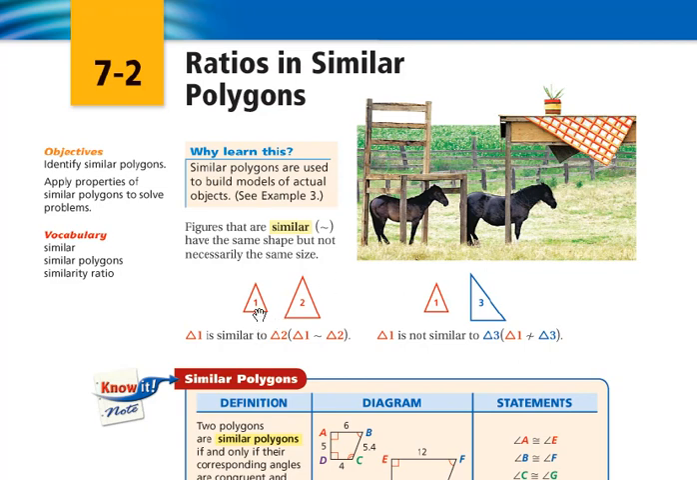You can see here, this is a good example of one triangle and two triangle. They are very similar to each other. They're not the same size. Obviously, one is bigger than the other. Here you can see that one is bigger than the other, but notice they are not similar. This is a right triangle here, and this one is not.